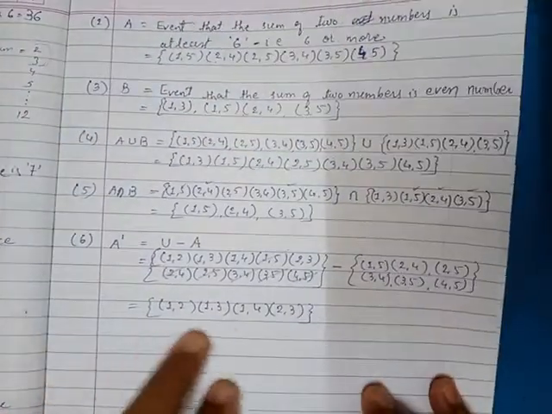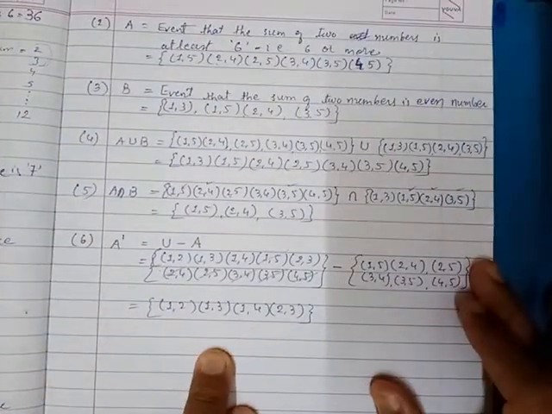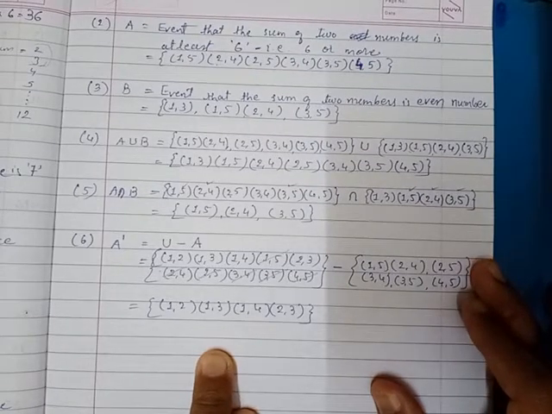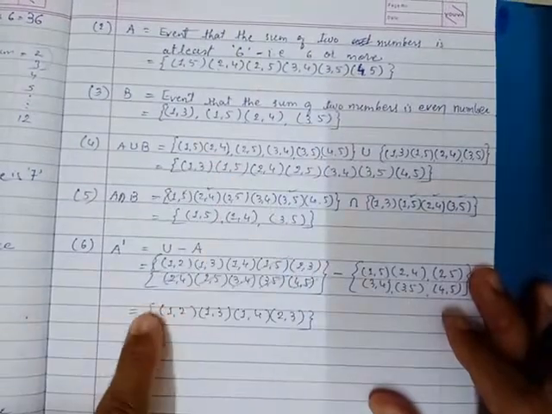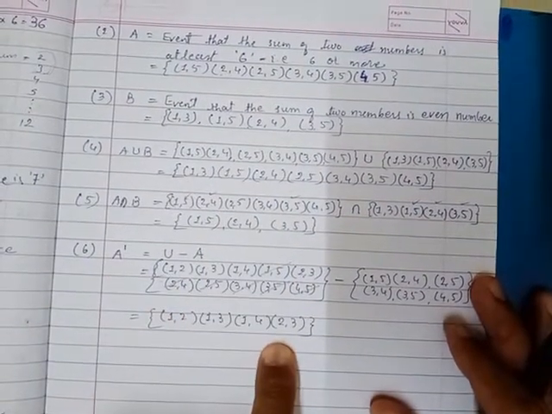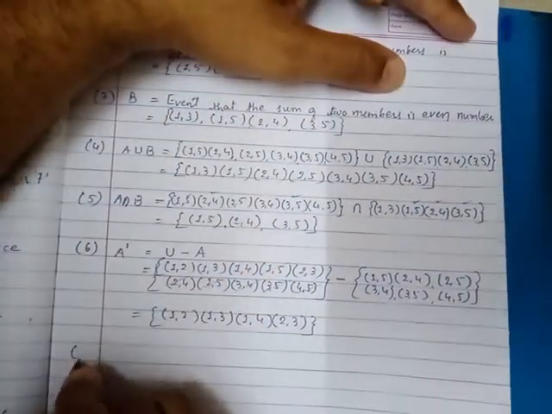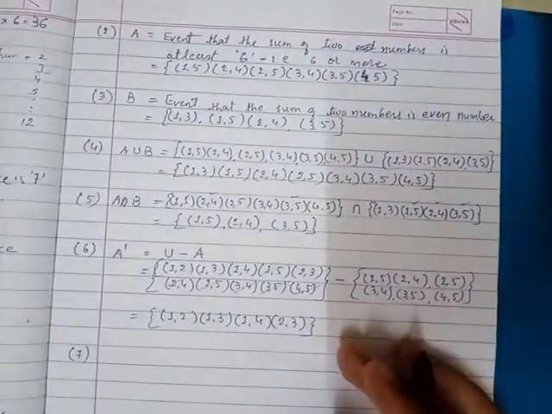Got it? This is your complementary event outcome. 4 outcomes, 6 outcomes are there in event A, so the remaining 4 are there in event A dash. Got it? Then question number 7. What is question number 7?